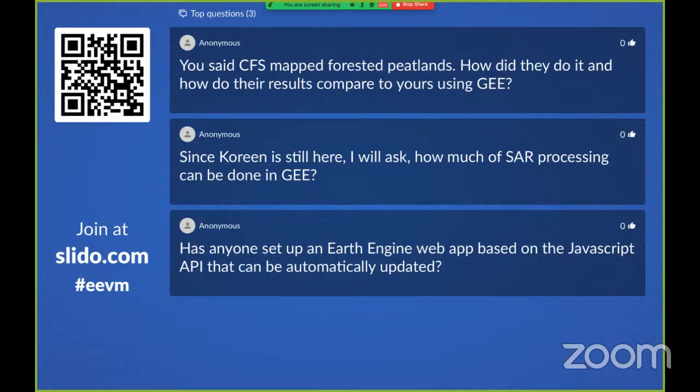But anything that requires the phase information, which is what I was talking about with the coherence information, can't be done. Also, there's no polarimetric component, or there's only dual pole SAR available with Sentinel-1, so there's no polarimetry or polarimetric analysis that can be done. But basically anything that you can do with dual pole GRD data, you can do in Earth Engine.